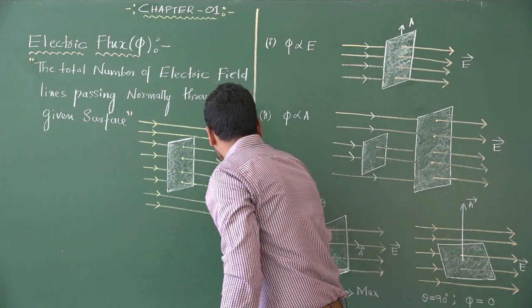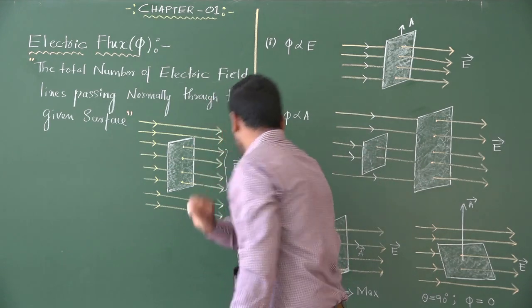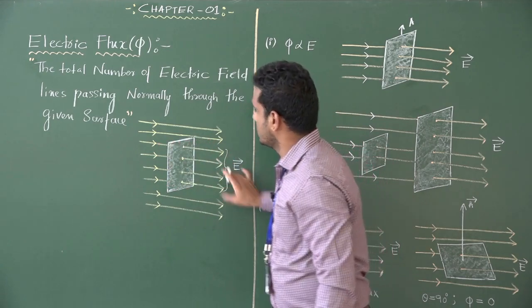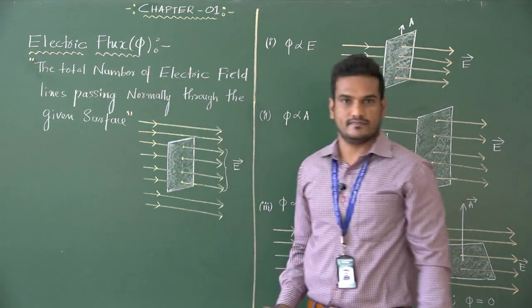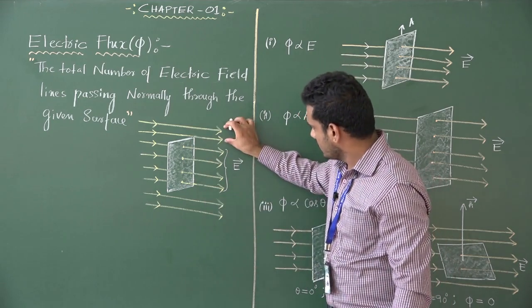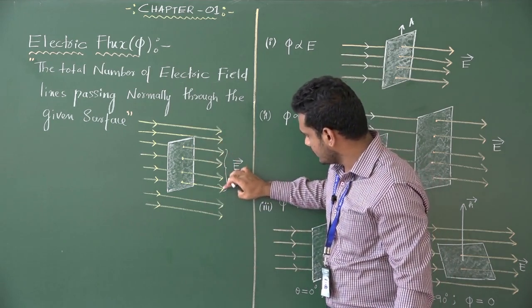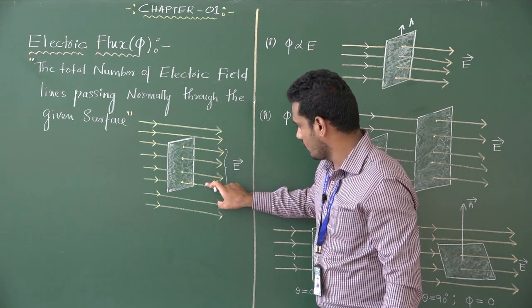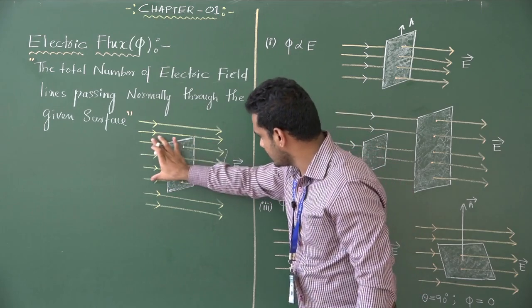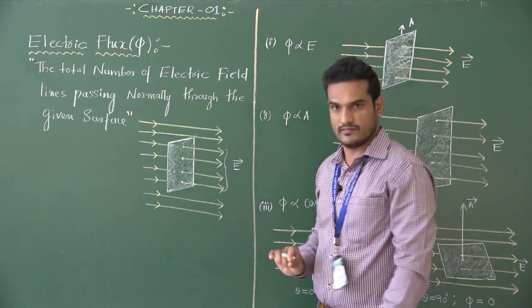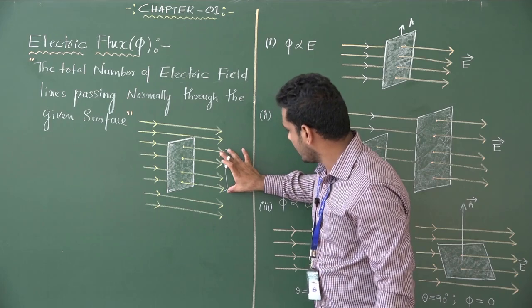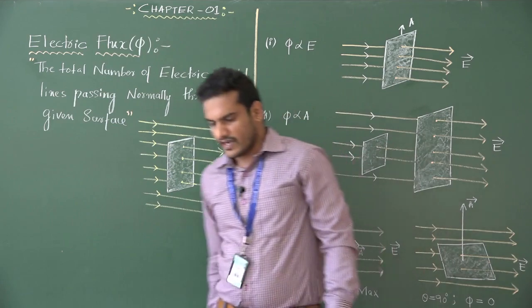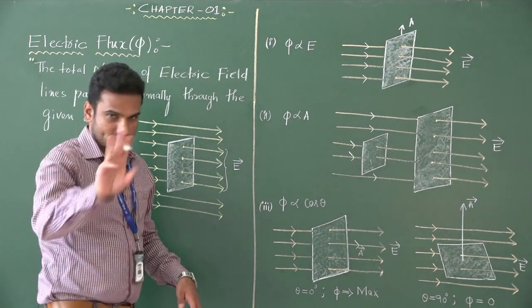So this bundle of electric lines of force which are passing normally through the given surface is known as electric flux. Look at the diagram. Out of 8 lines, only 4 lines are passing normally through the given surface. So these bundles of electric lines of force are said to be electric flux. We can understand the electric flux by using 3 steps.